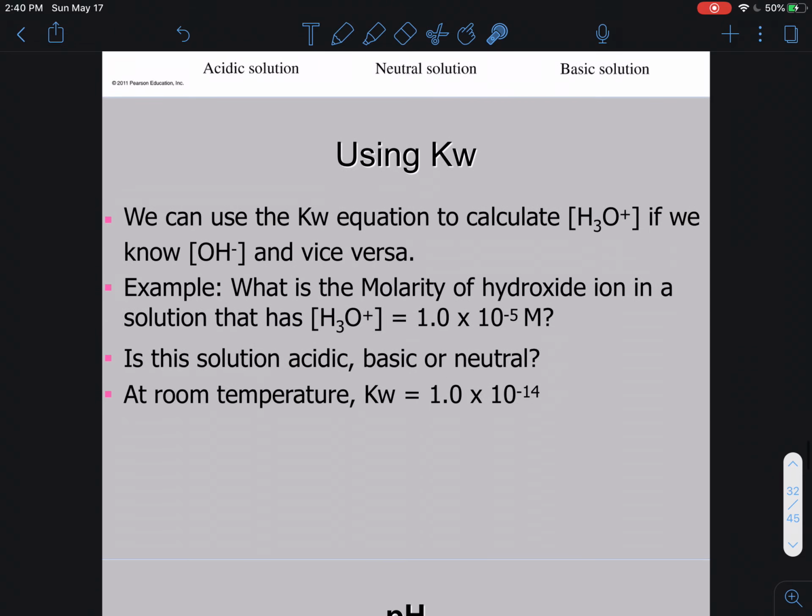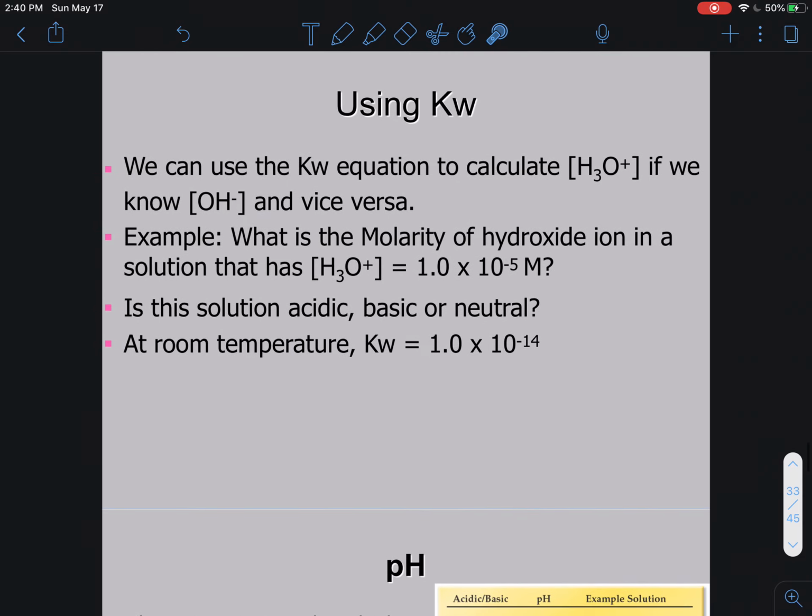So how can you use Kw in calculations? Just basic algebra, right? If we know that Kw is always equal to 1.0 times 10 to the negative 14, right?